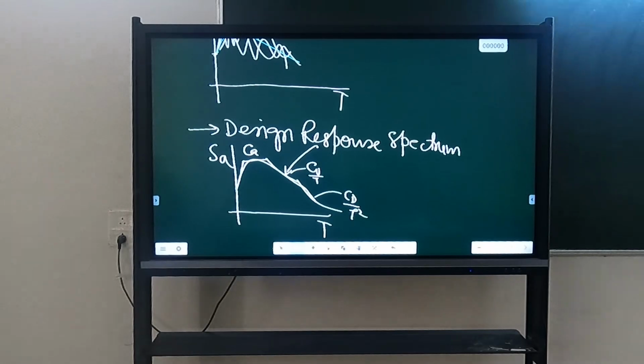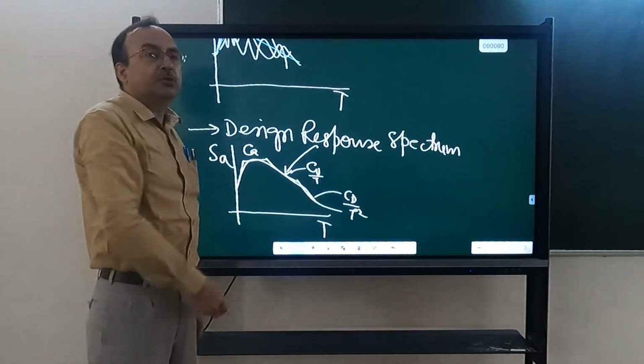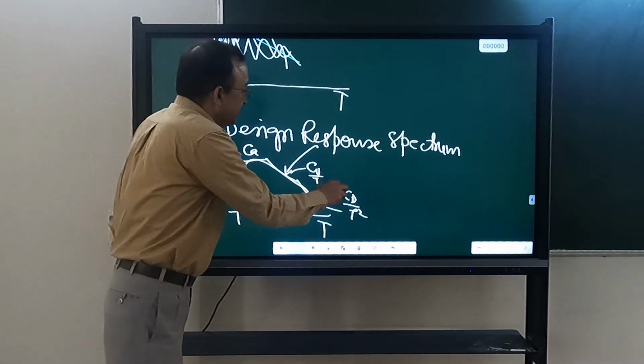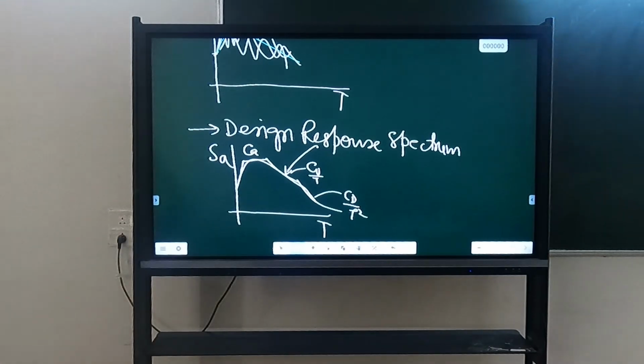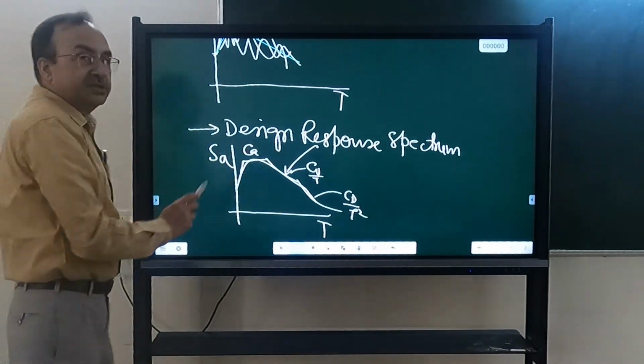You have seen in IS 1893-2016, we don't have this displacement control range. Rather, beyond this, it takes a constant. But if you look at Eurocode and American code, their response spectrum has these three segments.